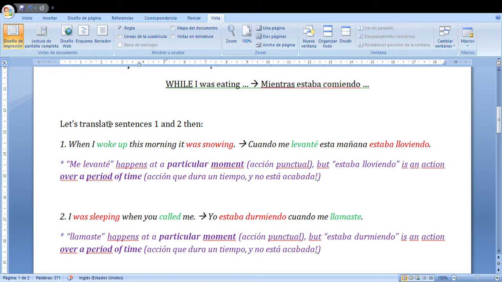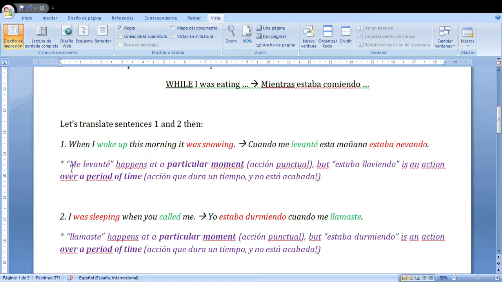So after having seen this, let's translate both sentences. When I woke up this morning, it was snowing. Cuando me levanté, that would be the woke up, past simple. Esta mañana estaba lloviendo. Well, this is incorrect because actually it should be nevando. Sorry.